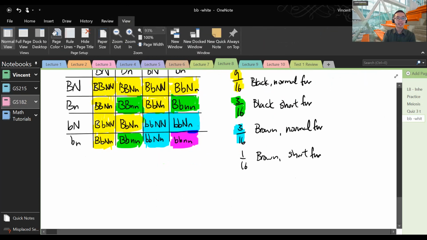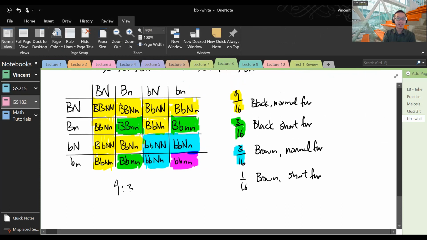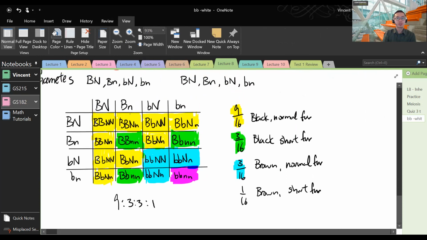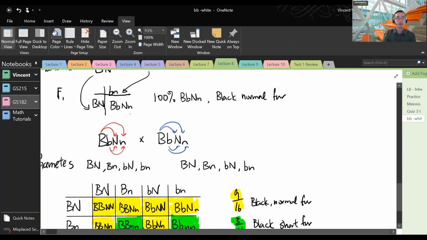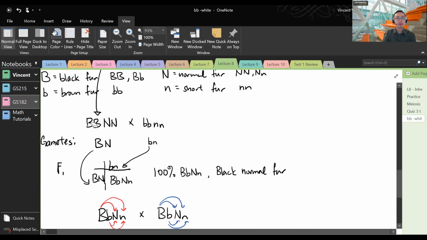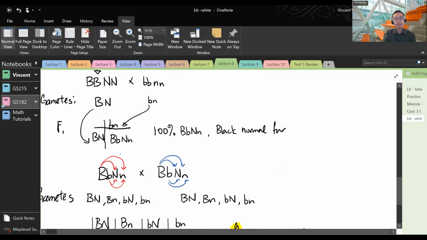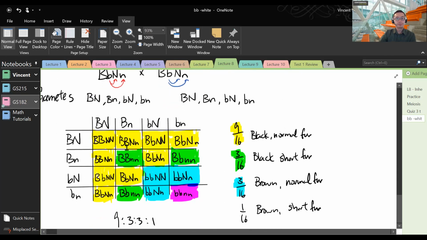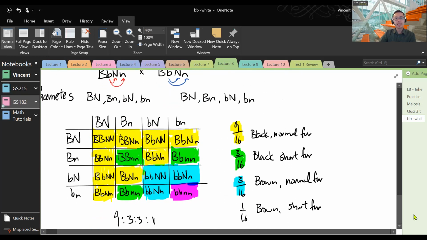Okay, so this is the classic 9-3-3-1 ratio. If you start with purebred in the original parents, okay? If the original parents are pure on both traits, in the second generation, F2, you're gonna have the 9-3-3-1 ratio.